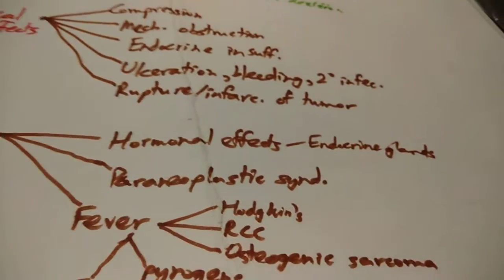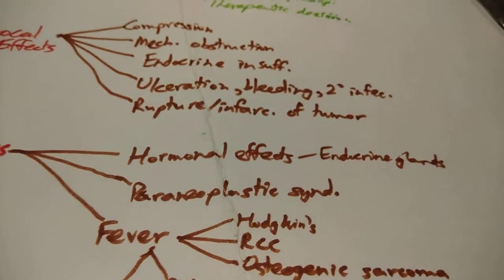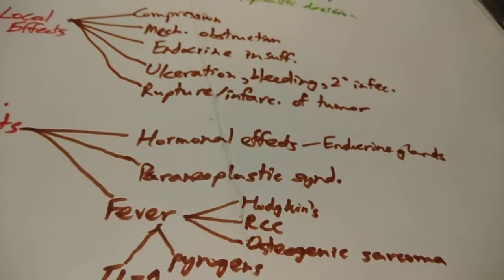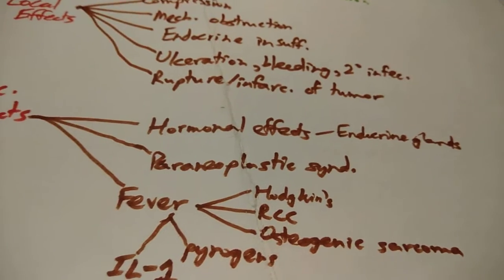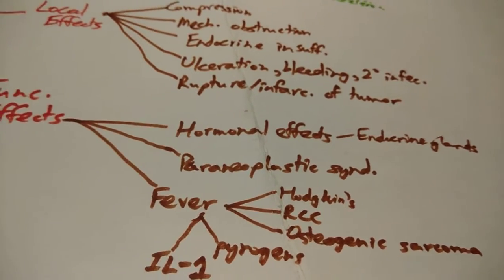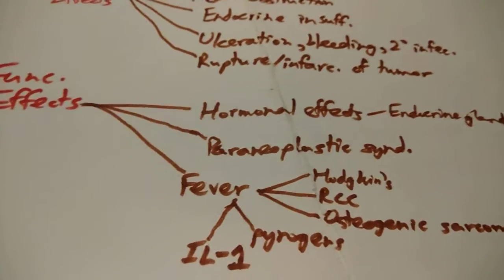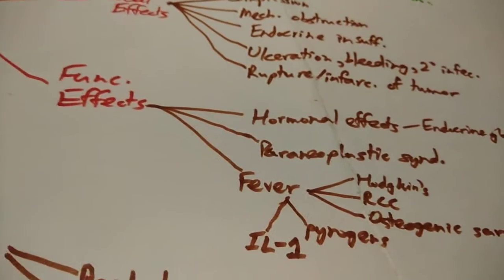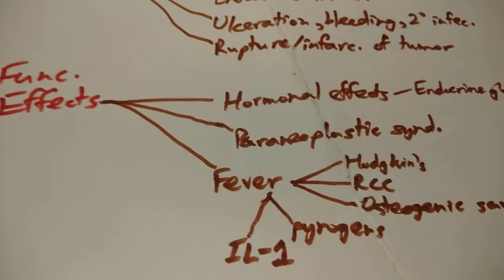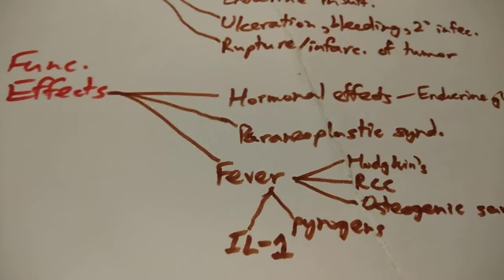Now, moving on to the functional effects. One is the hormonal effects, such as in endocrine glands. For the most part, if it's a well-differentiated tumor of the endocrine gland, then a lot of the function is still retained, so it can still be useful. Another one is paraneoplastic syndrome. And then another functional effect is fever. Fever is typically a common diagnostic feature of a lot of malignancies, right?